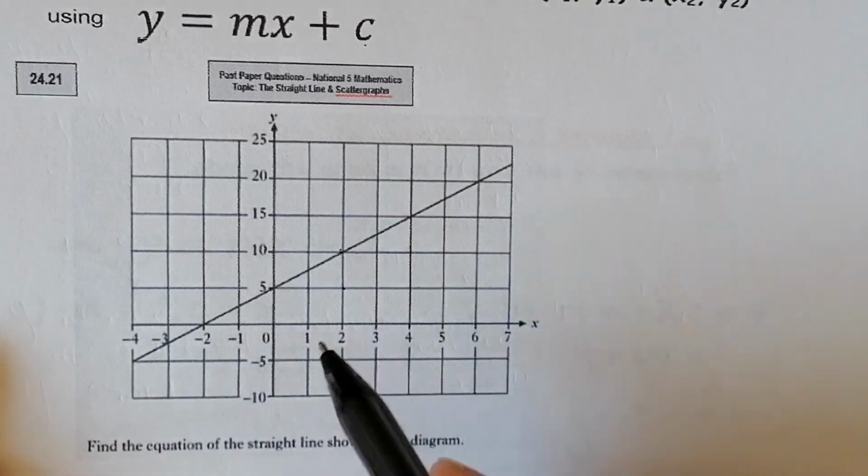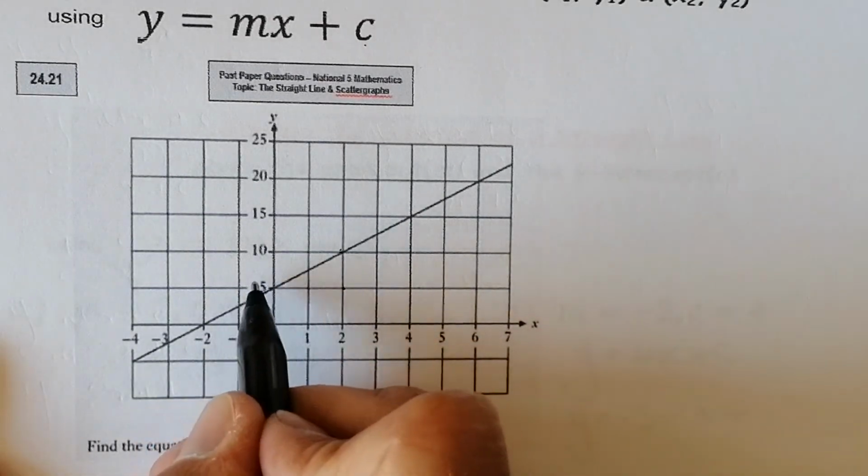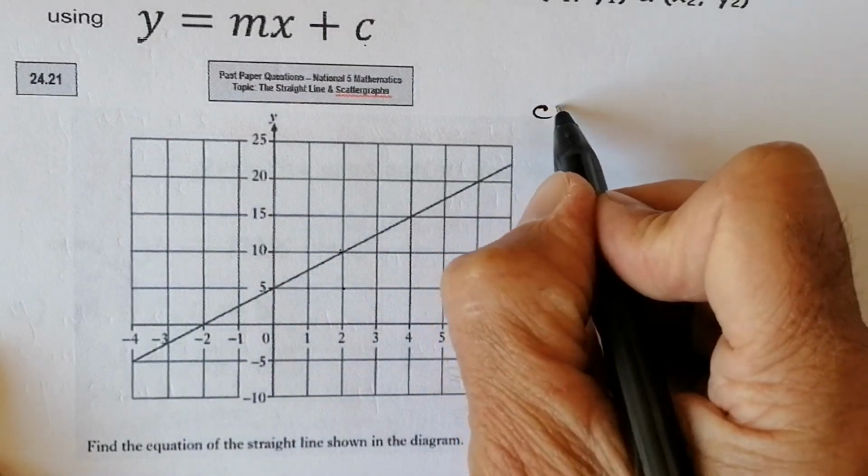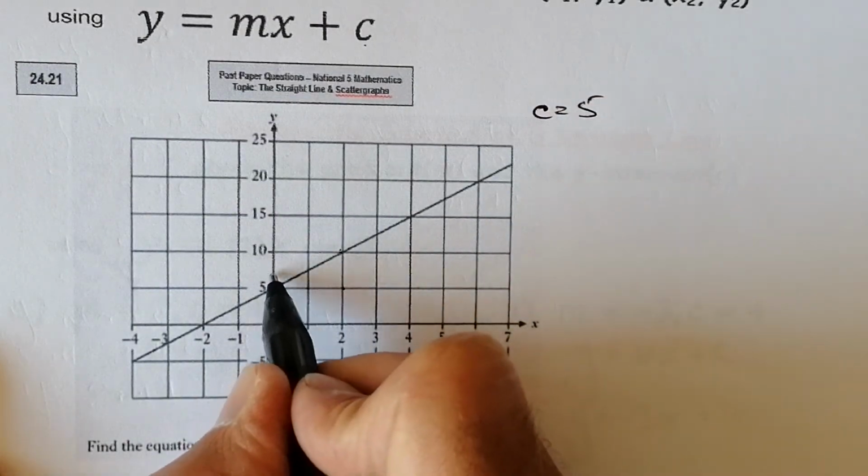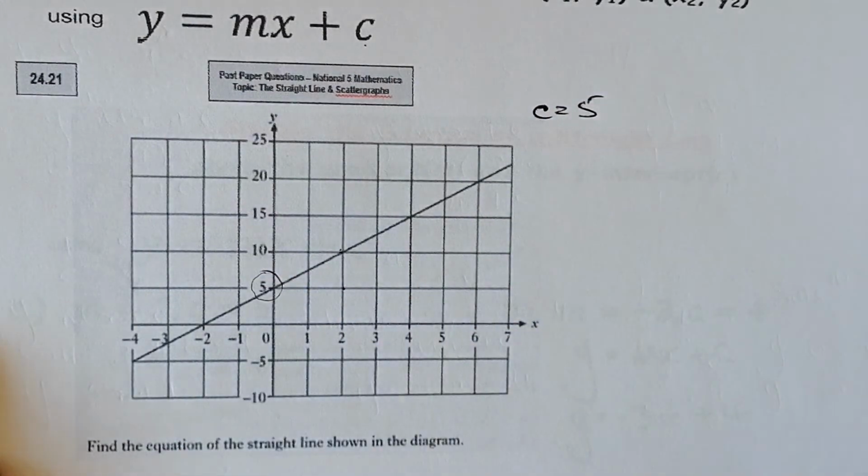So for that one there, if we did it in the quick way that we could do it, we would say that our c value is equal to 5, because that's where it's cutting through this point right here.